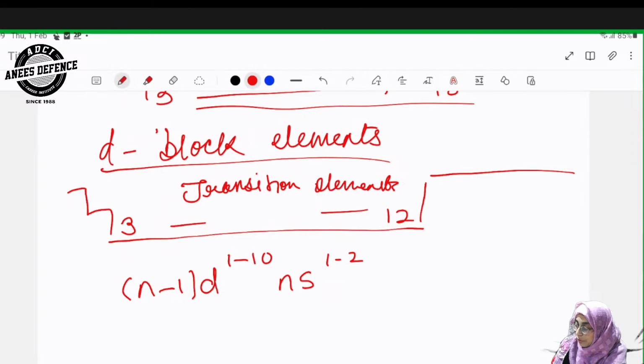These metals have high melting and boiling points, high densities, thermal stability and hardness. They are malleable and ductile. Okay, malleable means what?